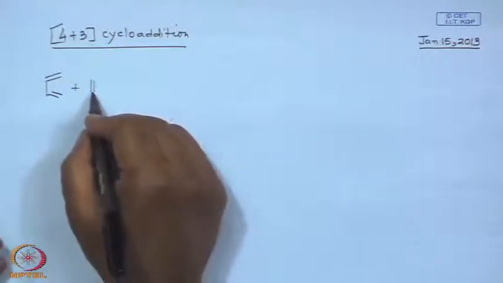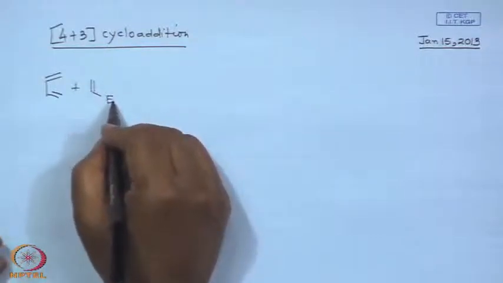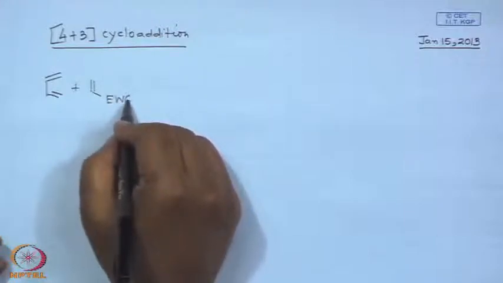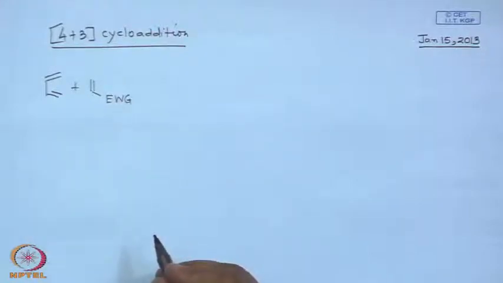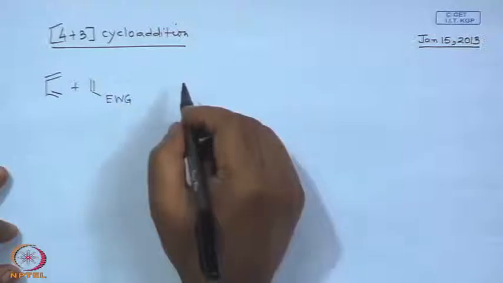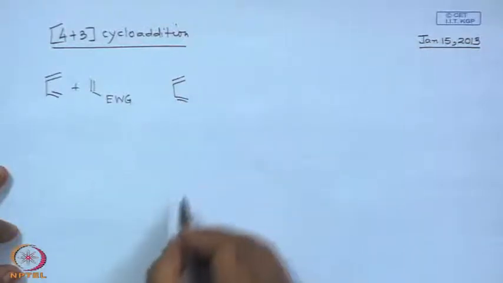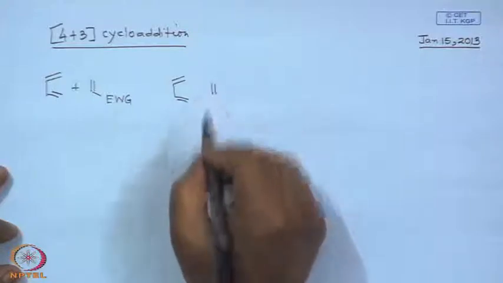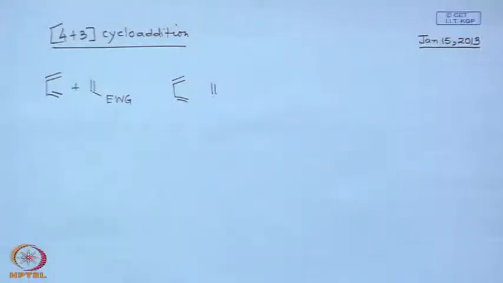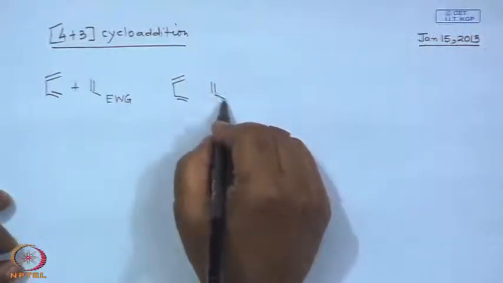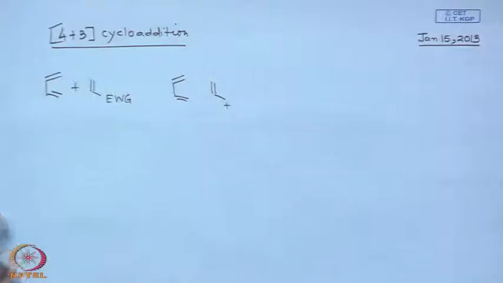And then normally what we require is an electron withdrawing group on one component. So, that was the standard one. Now, today's one is a very similar one, but the only thing you will find is that the dienophile does not have an electron withdrawing group. Instead, you will have a carbocation, that is it.